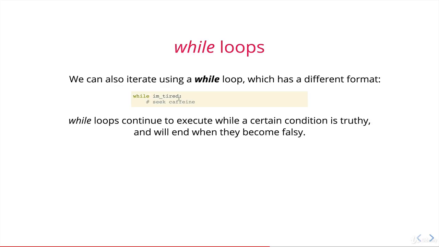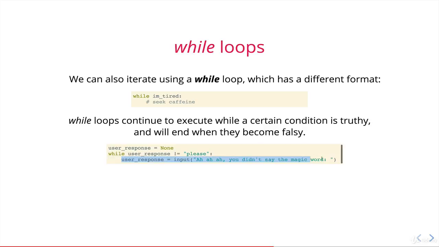So just like a conditional statement will execute once if a condition is truthy, a while loop will continue to execute while it is truthy, but then at some point it should become falsy, and that will stop the loop. So here's another example. We set user response, a variable, to be empty. We set it to none. We could also do an empty string. And then we write while user response is not equal to please. Notice the colon, just like all the other loops and conditional statements. So while the user does not type the word please, ask the user for a different input and say, you didn't say the magic word.